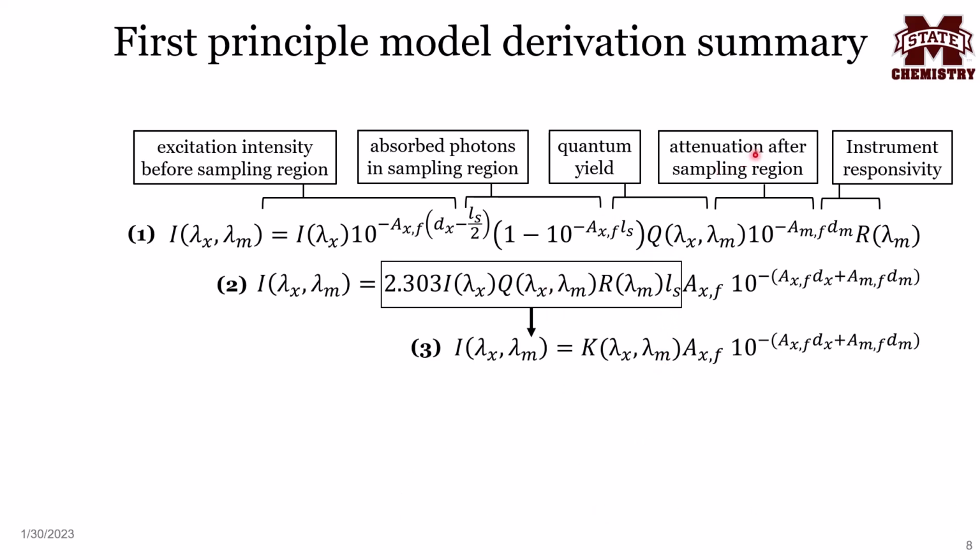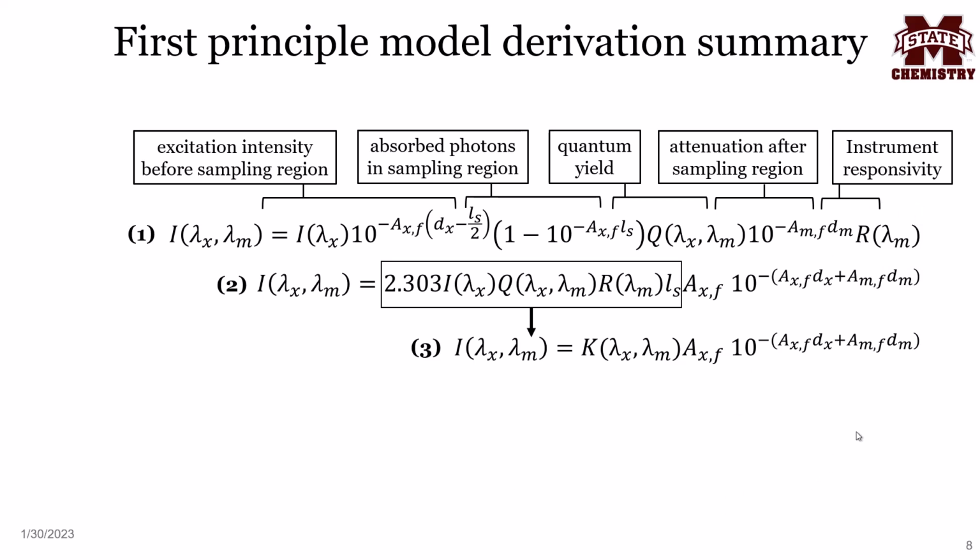Next, we have the fluorescence intensity attenuation due to the fluorophore absorbance at the emission wavelength, which is denoted AM. This is multiplied by the emission path length, DM, as an exponent term. Again, the 10 to the negative AM term represents the photons lost at the emission wavelength across the emission path length. Finally, we multiply the entire equation by the instrument responsivity, which is a fraction that encompasses the effectiveness of the instrumental parameters at detecting the emission.